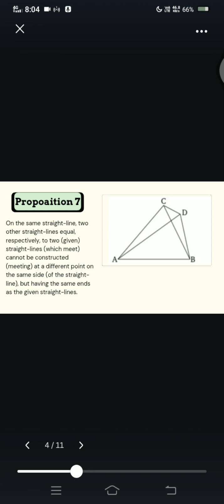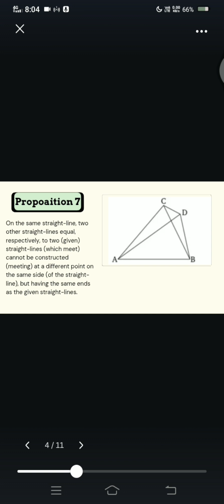So let's proceed to the proof of Proposition 7. According to Proposition 7, on the same straight line, two other straight lines equal respectively to two given straight lines cannot be constructed at a different point on the same side of the straight line, but having the same ends as the given straight lines.